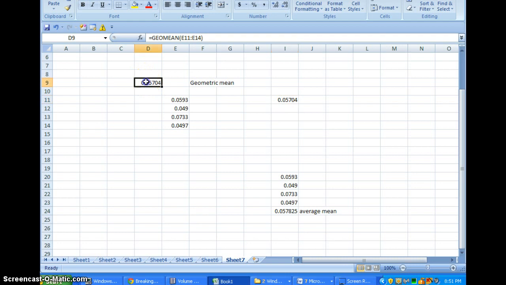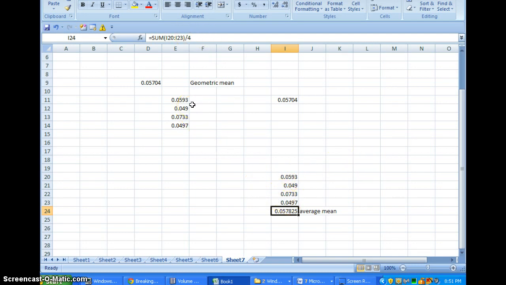.05704. Now, then we're going to do the average mean, the geometric and the average mean. What I already got figured out is I-20 through I-23, these four right here. And then I divided by 4 because there are 4 periods.